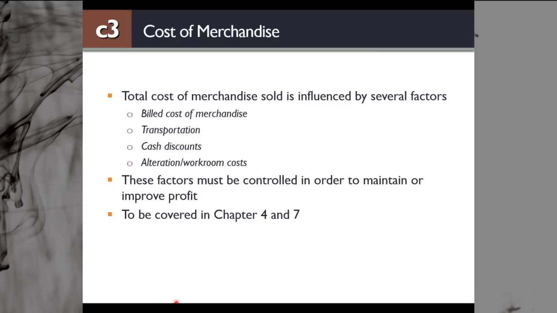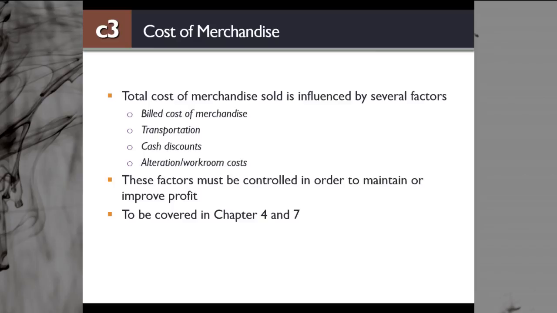And cash discount, you can maybe get a quantity discount, or you can also get some kind of cash discount if you pay early or on time. Then there will be some kind of discount that you can get. Then they will influence the cost of merchandise sold. And some types of alteration or workroom costs relate to the merchandise. Also, that's going to influence the cost of merchandise sold.